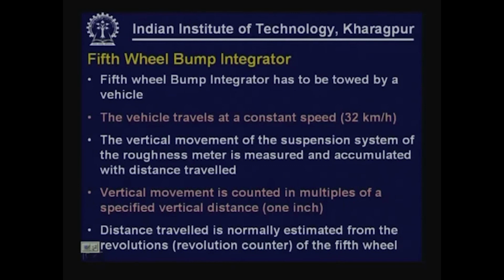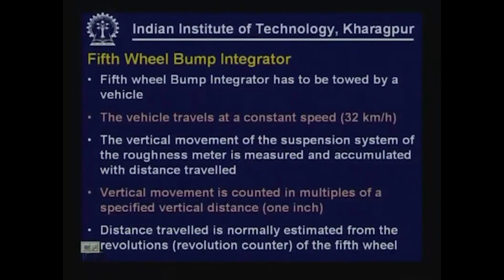because in the first slide we talked about the comfort level that is perceived by a user traveling in a standard vehicle. The vertical movement of the suspension system of the roughness meter is measured and accumulated with distance travelled. So what we are trying to measure is the accumulated vertical movement of the suspension system as the vehicle is travelling forward.